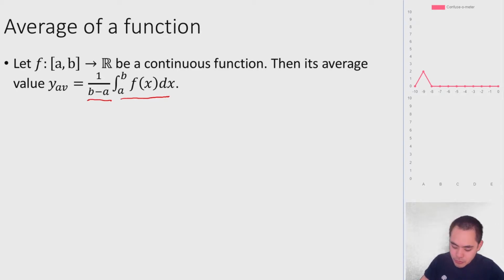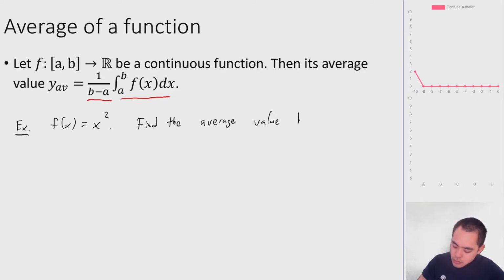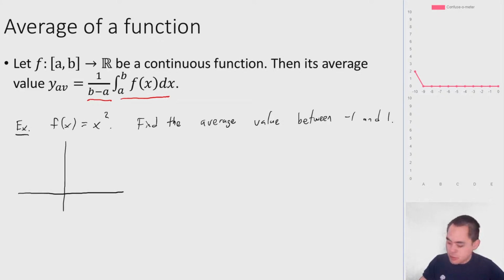Let's give a quick example of that. So let's say we go with our favorite parabola, f of x is equal to x squared. And I want to find the average value between -1 and 1. Okay, so how do I do that? Well, let's draw out our parabola. That's not a great parabola, but it'll have to do. And we're interested in finding this area.